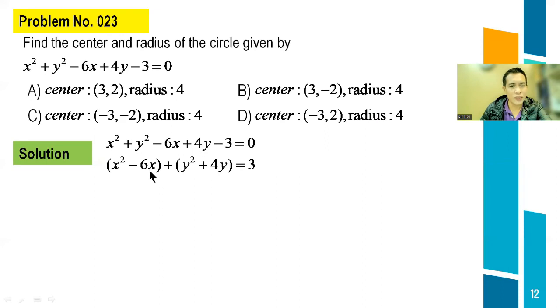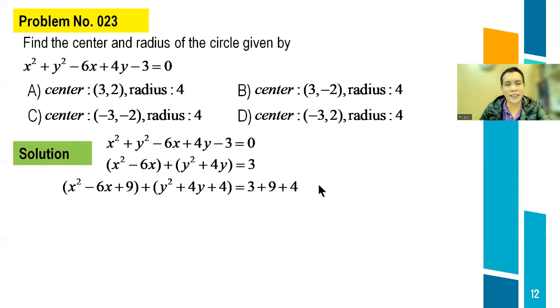For x squared minus 6x, 6, we'll divide this by 2. 6 divided by 2, that's 3. 3 squared, that's 9. While for this one, 4 divided by 2, that's 2. 2 squared, that's 4. So we will add x squared minus 6x plus 9 and y squared plus 4y plus 4. Of course, we will add 9 and 4 to the right side of the equation. This is now a perfect square trinomial.